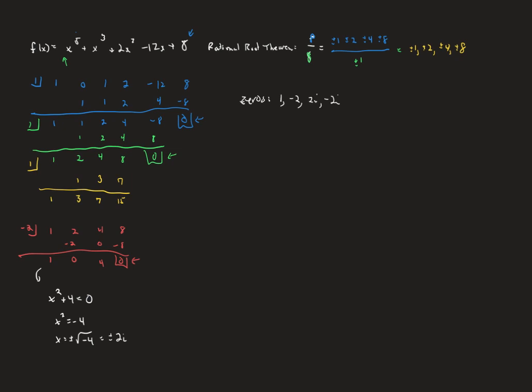So there's the zeros, and the complete factorization is going to be f of x equals x minus 1 squared, because 1 was a 0 of multiplicity 2, x plus 2, x minus 2i, and x plus 2i. Very good. Okay, I'm going to stop here and make a second video on the fundamental theorem of algebra next.